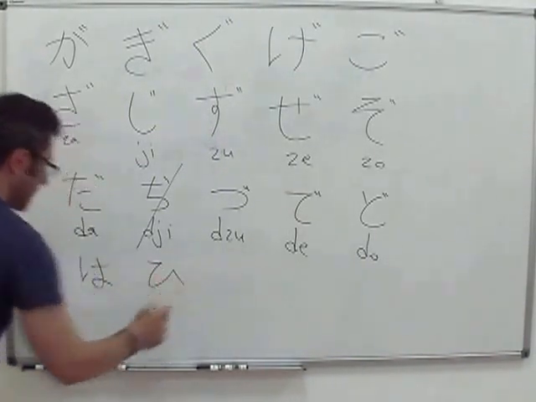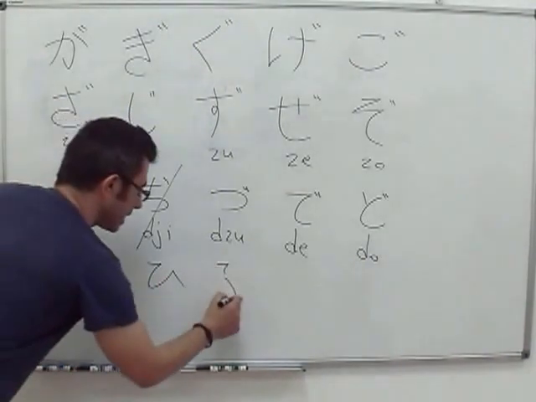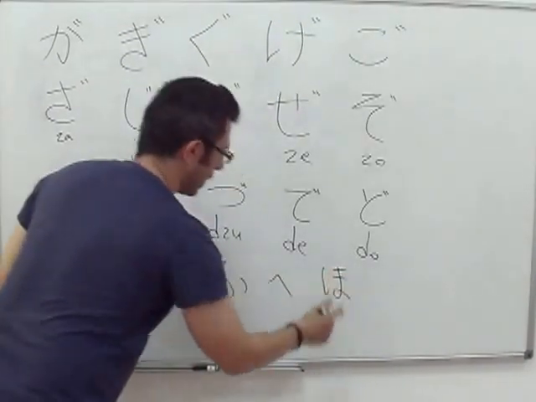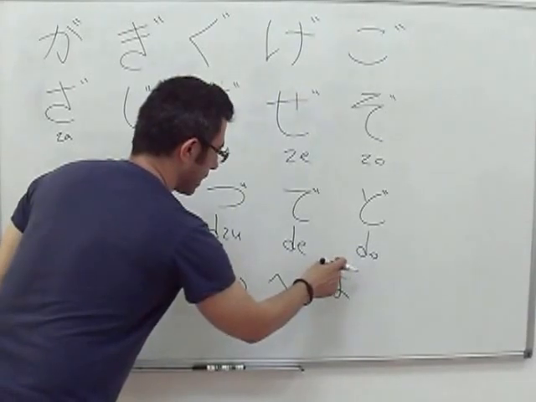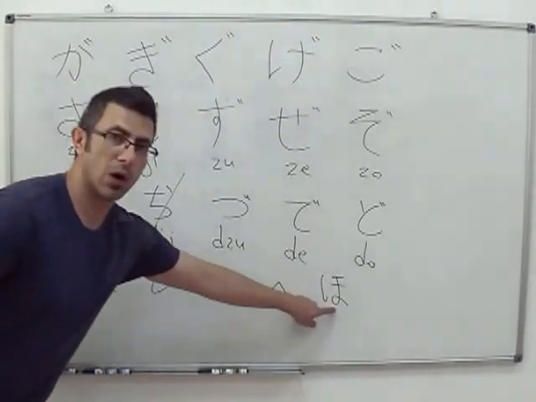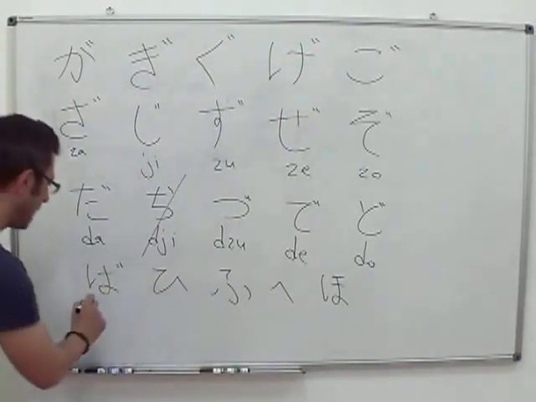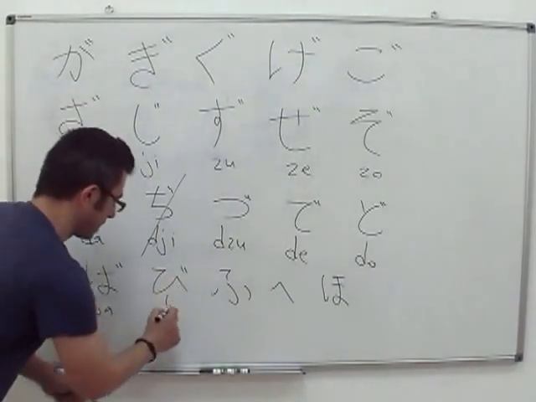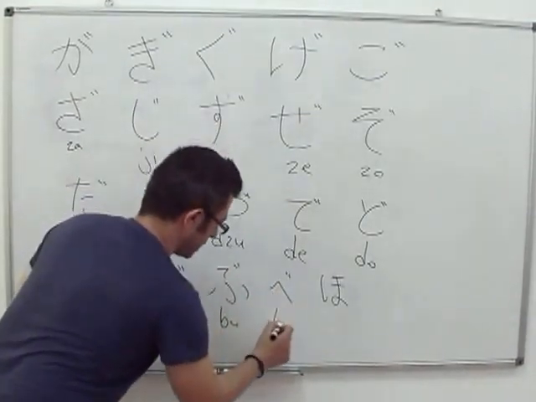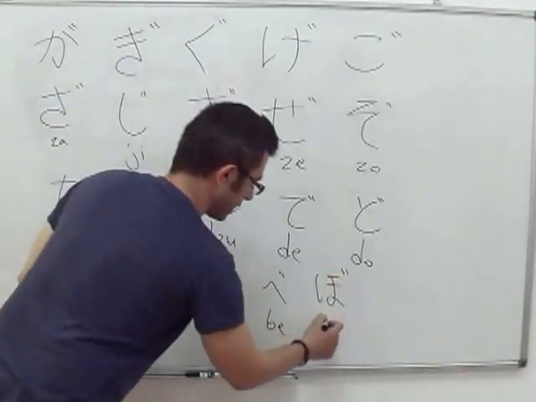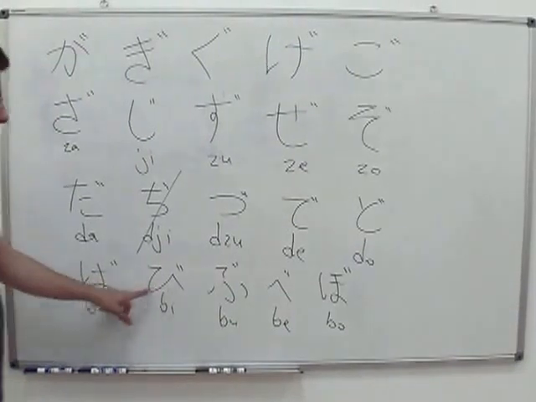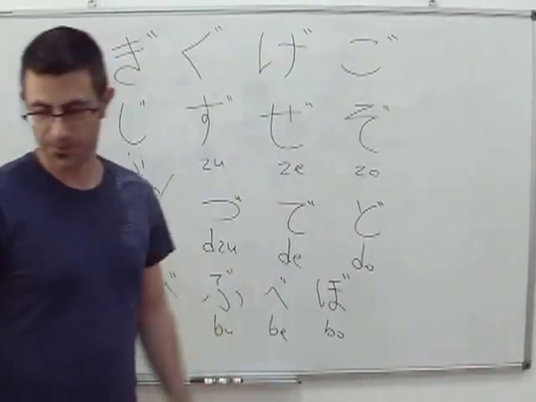Ha, hi, fu, he, ho. Ha, hi, fu, he, ho. Ba, bi, bu, be, bo. Ba, bi, bu, be, bo.